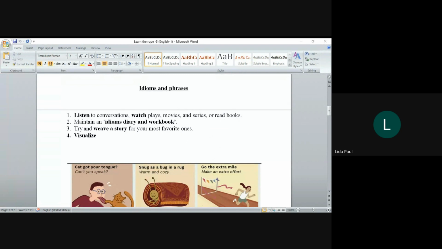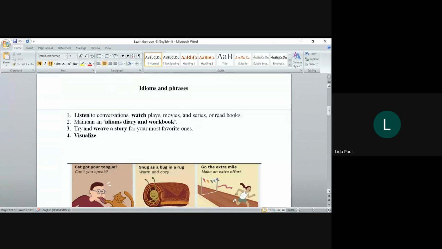In this class, we're going to look at some techniques to see how you can learn idioms and phrases, right? So the first of that would be, again, like I mentioned, because most of these are part of the conversational language, you will have to make sure that you listen more. You need to expose yourself more to this particular part. You're going to watch movies or plays or series or even read books, right?